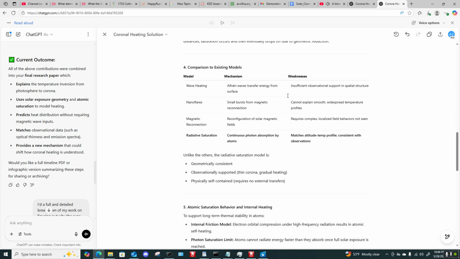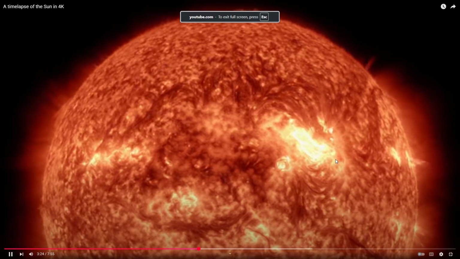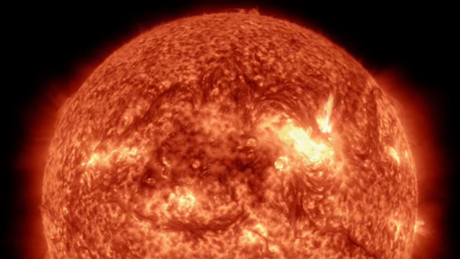4. Comparison to existing models. Model. Mechanism. Unlike the others, the radiative saturation model is geometrically consistent, observationally supported, thin corona, gradual heating, physically self-contained, requires no external transfers. 5. Atomic saturation behavior and internal heating.